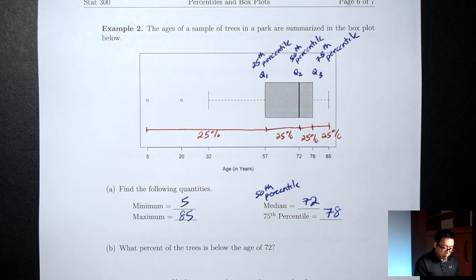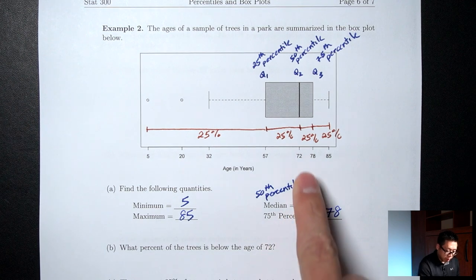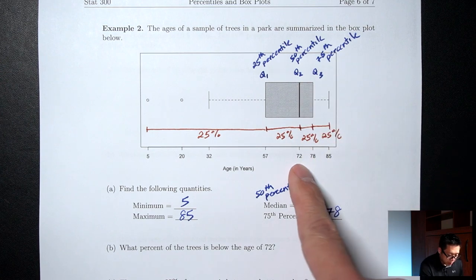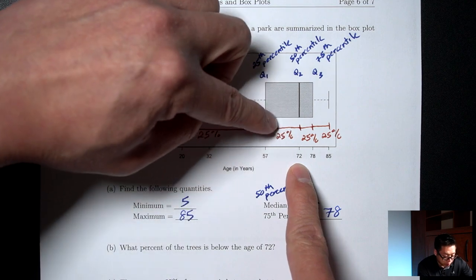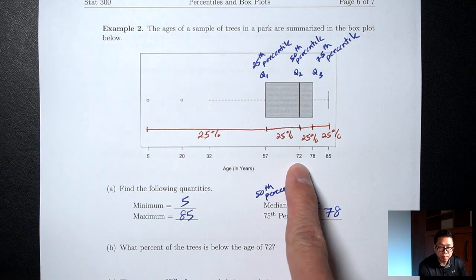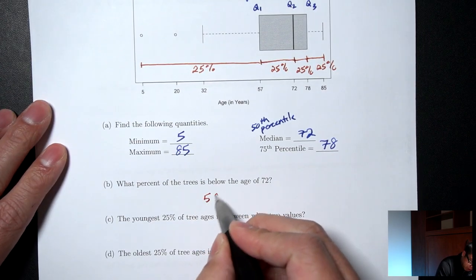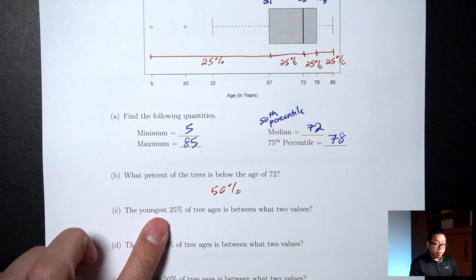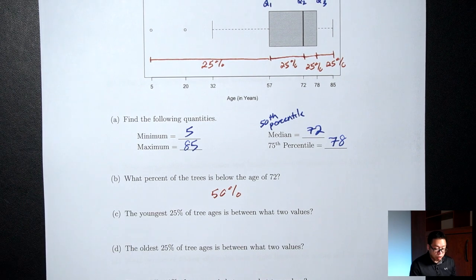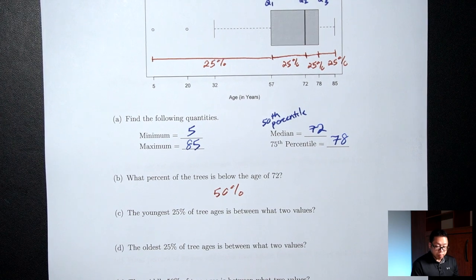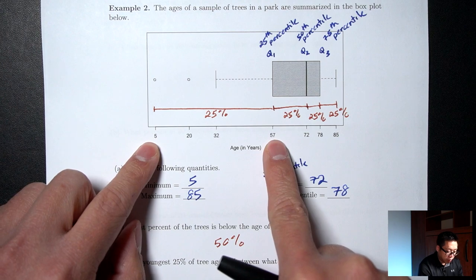So to answer the question, what percent of trees is below 72? Where's 72? 72 is right here. Below is what percent? Below is the 25% and then another 25%, for a total of 50%. The youngest 25% of trees is between what two ages? So youngest meaning lowest age, lowest 25%, which is this first 25%, is between 5 and 57.